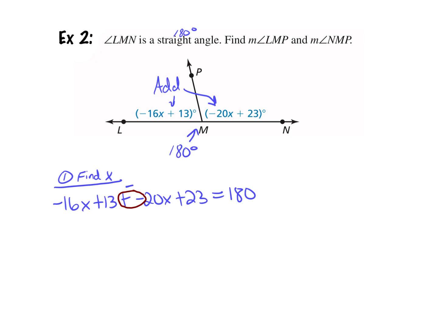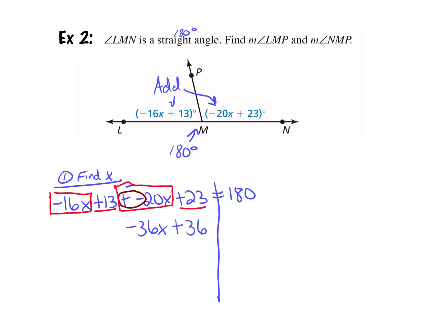Okay, so I need to combine my like terms. I have negative 16x, negative 20x, 13, and 23. Negative 16x minus 20x, what does that give me? Negative 36x. 13 plus 23? 36. And bring the 180 down. Subtract the 36.